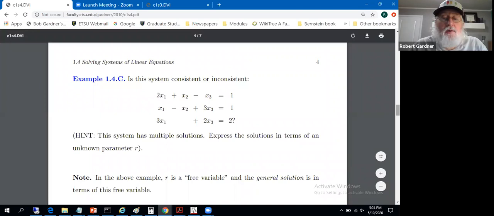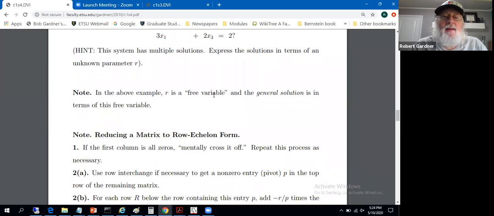Okay, in this previous example, that parameter R is called a free variable, and that solution we gave is called a general solution in terms of the free variable. And this is something you're going to have to deal with when there's more than one solution to a system of equations. It gets worse. There could be more than one free variable. Potentially nightmarish stuff, but not if you'll use augmented matrices and reducing those matrices down to row echelon form.